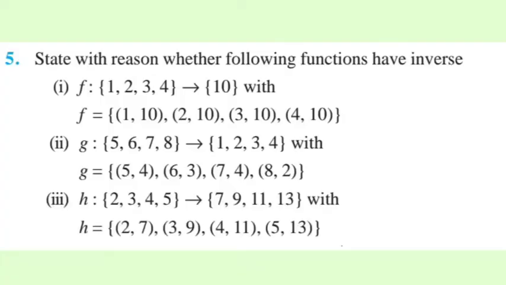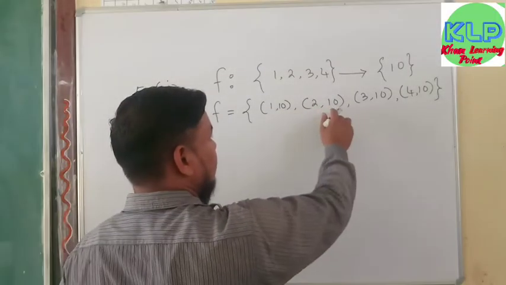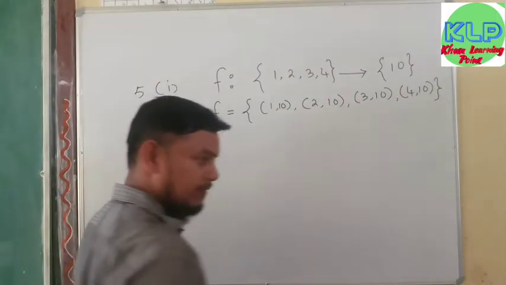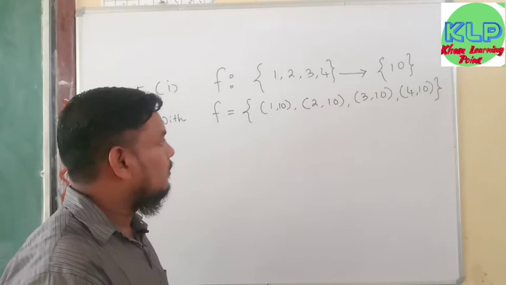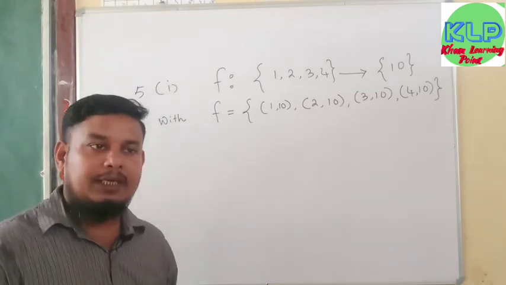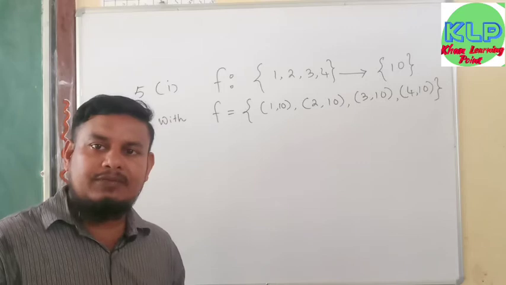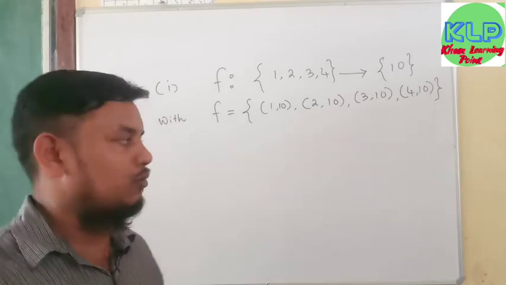Question number 5 is: state with reason whether the following functions have inverse. Question 5, first question: f is a function from this set to this set, the domain contains the elements 1, 2, 3, 4 and the codomain contains the element 10 only, and the function f is defined as (1, 10), (2, 10), (3, 10), (4, 10), that is the image of 1 is 10, image of 2 is 10, image of 3 is 10, image of 4 is 10. Whether it is invertible or not, what do we know? A function f is invertible if the function f is both 1-1 and onto.